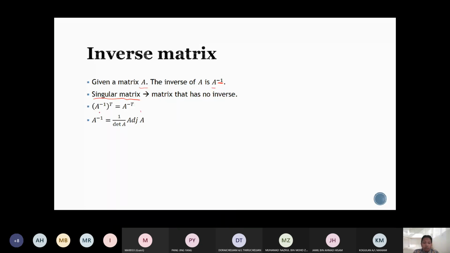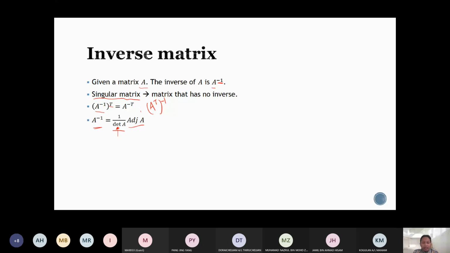If you have inverse and transpose, you can transpose first and then inverse, or inverse first and then transpose, and you will get the same results. To find the inverse of a matrix, it equals the adjoint of matrix A divided by the determinant of A. I think you know how to find the determinant of a matrix. Okay, so let's look at an example of how to do this.